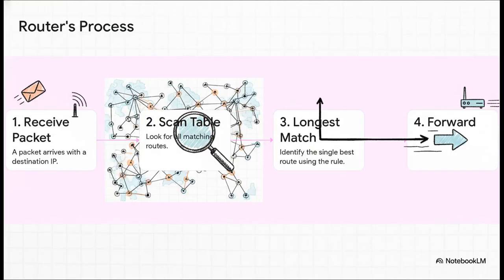So let's put it all together. Here's what happens in a blink of an eye. The router gets a packet. It scans its entire routing table for any routes that could possibly match the destination. Then it uses that golden rule, the longest prefix match, to pick the single best path. And finally, it forwards the packet out the correct interface to the next router, all in a millisecond.